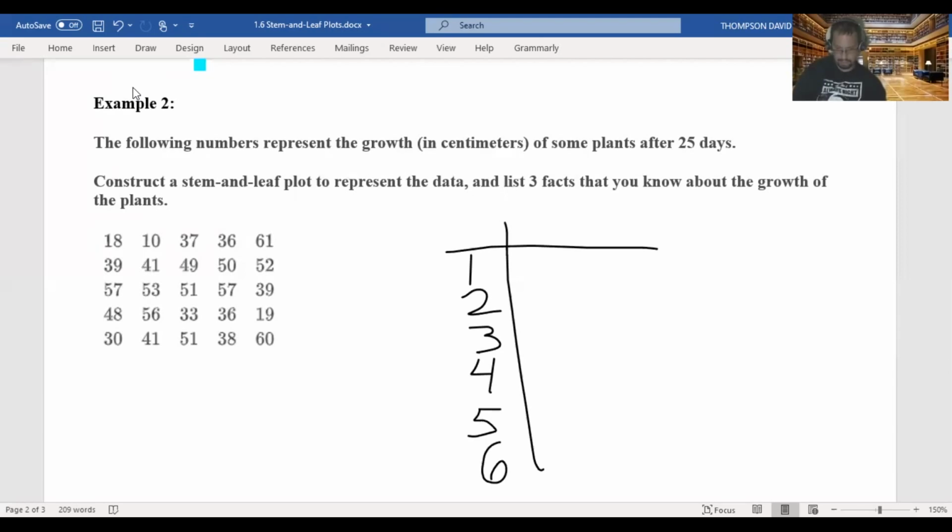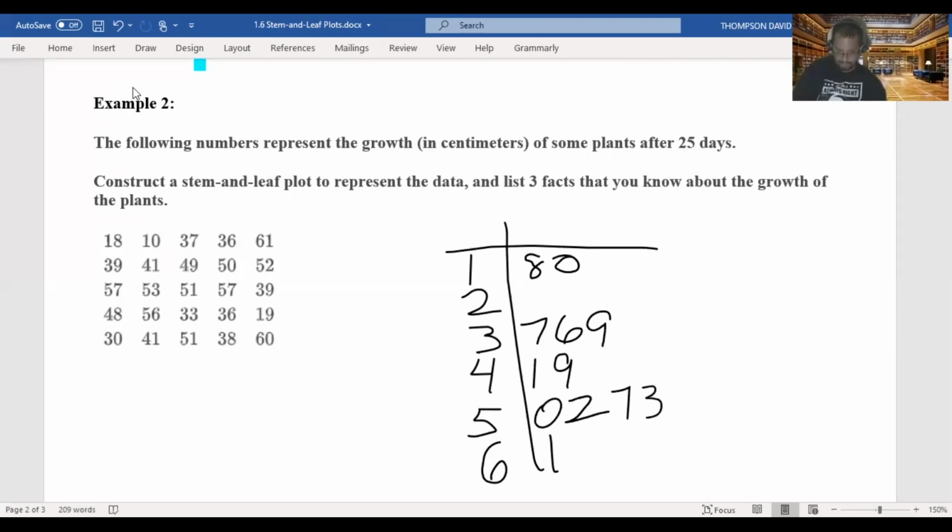We're going to split the 18 into 1 and 8, our 10 into 1 and 0, our 37 into 3 and 7, 36 into 3 and 6, 61 into 6 and 1, 39 into 3 and 9, 41 into 4 and 1, 49 into 4 and 9, 50 into 5 and 0, 52 into 5 and 2.